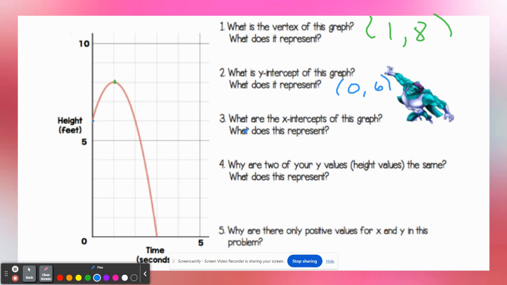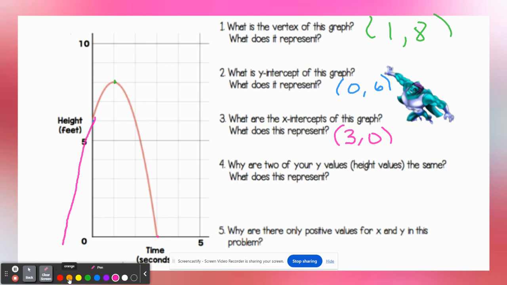Question 3. What are the x-intercepts of this graph? Well, although the parabola goes down and continues on this way, the x-intercept that we're going to refer to in this scenario is here, and that is at point (3, 0). Remember, that's where he lands. So he started his jump from the truck up, and then gravity forces him down all the way to the ground.